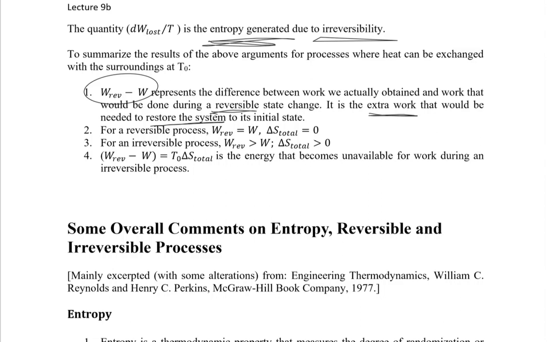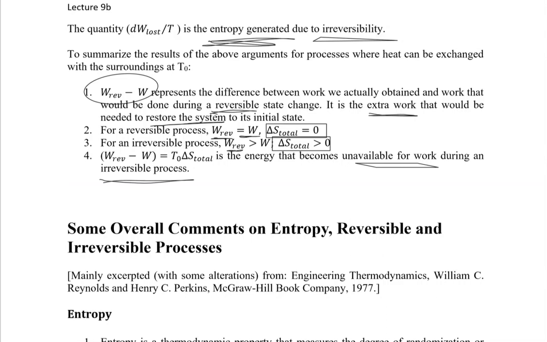For a reversible process, if the reversible work is equal to the actual work, the lost work will be zero and there will be no entropy change in the system and surroundings. For an irreversible process, as the reversible work is greater than the actual work, there is entropy generated, and that is entropy generated due to lost work. This one, W reversible minus W actual, is equal to T naught times delta S total, which is the energy that becomes unavailable for work during an irreversible process.